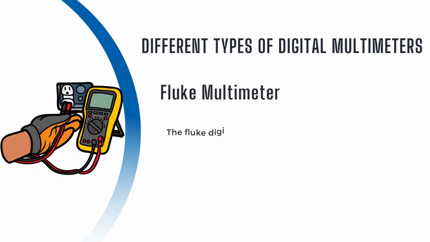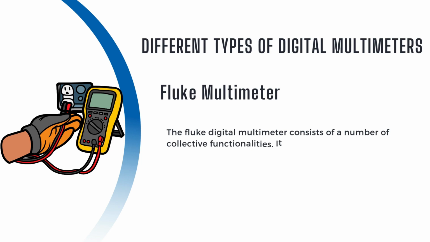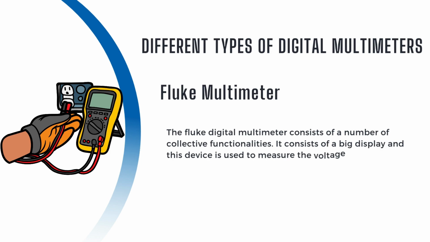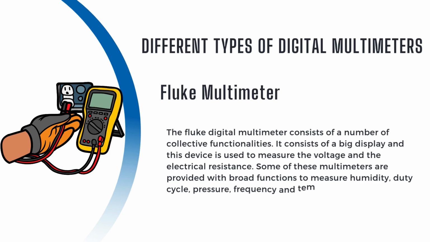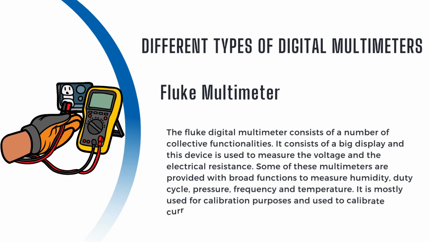The first one is the Fluke multimeter. The Fluke digital multimeter consists of a number of collective functionalities. It consists of a big display, and this device is used to measure the voltage and the electrical resistance. Some of these multimeters are provided with broad functions to measure humidity, duty cycle, pressure, frequency, and temperature. It is mostly used for calibration purposes and used to calibrate currents, voltages, and other electrical units.